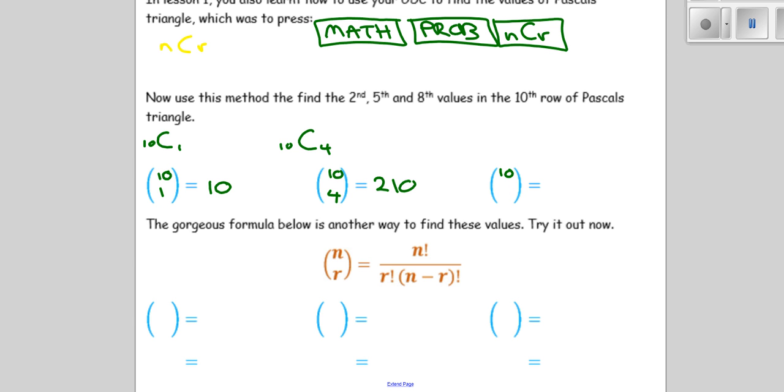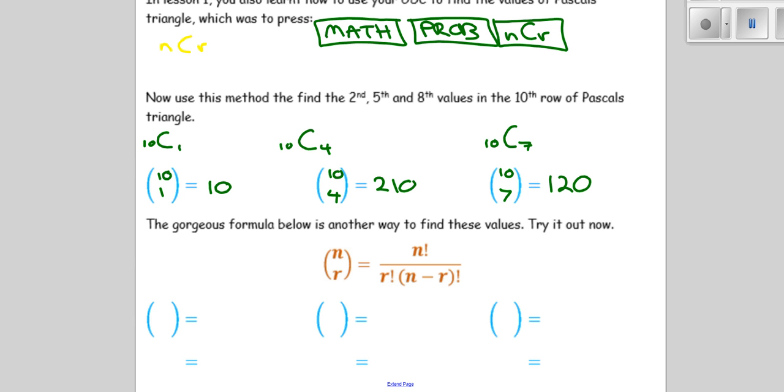It's all because there's going to be 11 numbers, and we want it to end on 10, 10. So that's why we start with 10C0 for the very first one. So 10C7. What's that equal? 120. So that's using the calculator.